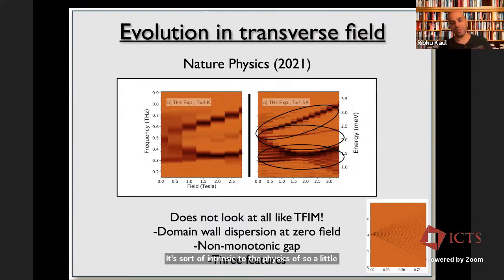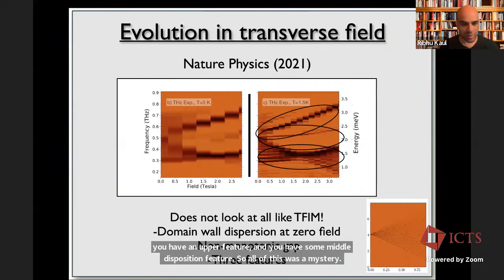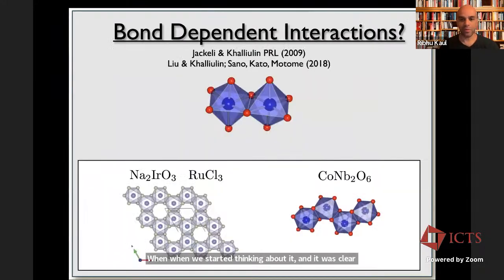And then when you apply a magnetic field, the resonance is split up in this very interesting way into what roughly looks like three features. You have a bottom feature, which also does some interesting things. Then you have an upper feature, and you have some middle dispersionless feature. So all of this was a mystery when we started thinking about it, and it was clear that this must have an interesting explanation. And that's what I'm going to tell you about today.